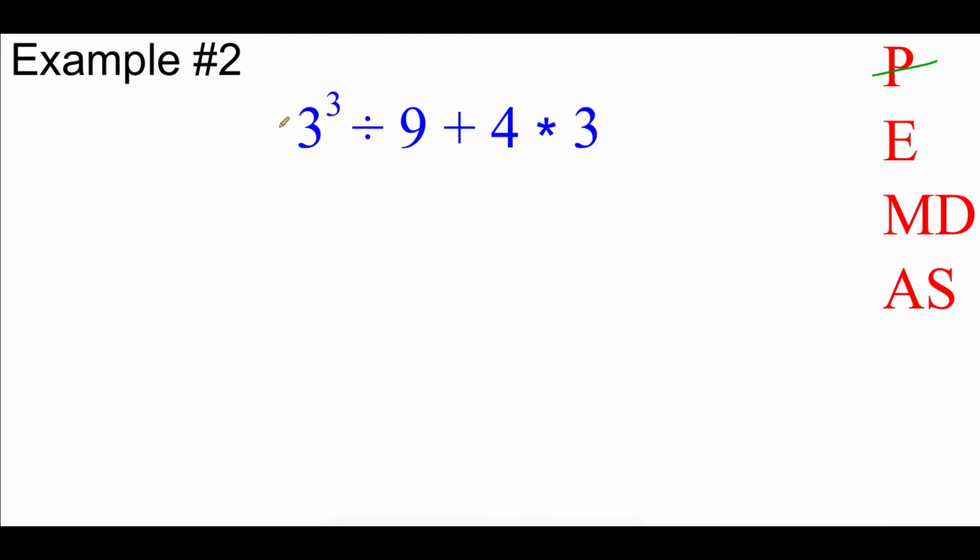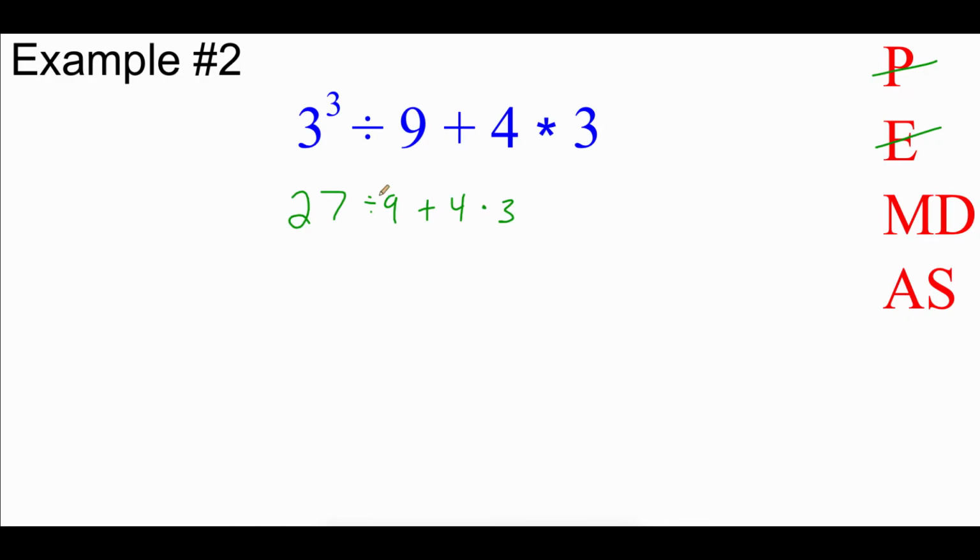And the only exponent I see is that 3 cubed. So we're going to evaluate 3 cubed, and that should give us 27. Then we still have the divided by 9, the plus 4, and the times 3. Now that took care of our exponent, so I'm going to cross that one off. We're moving down to level 3 here, looking for multiplication and division. Now remember, we work those from left to right as we read them in our problem.